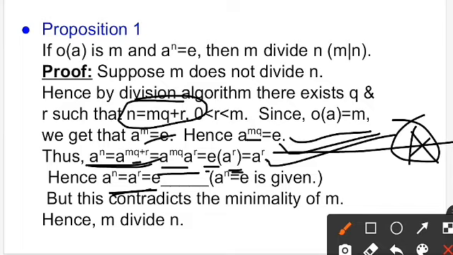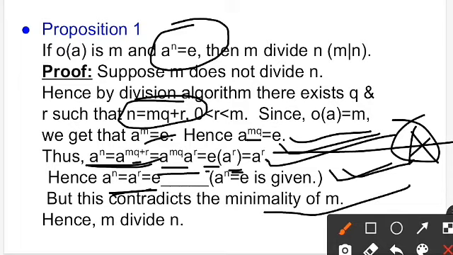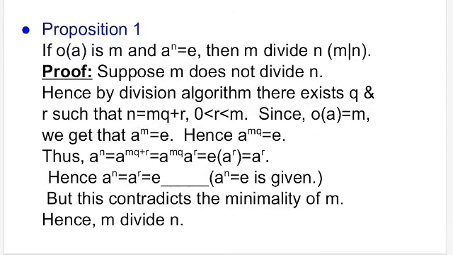But we know that A raised to N is E, and this is given in the proposition. We are considering that the order of A is M and A raised to N is E. Therefore A raised to N is E implies that A raised to R is E. Therefore A raised to N is equal to A raised to R is equal to E. But this is a contradiction. This is contradicting the minimality of M. Hence it is not true that M does not divide N. Hence M divides N. Okay, this is our proof of the first proposition.